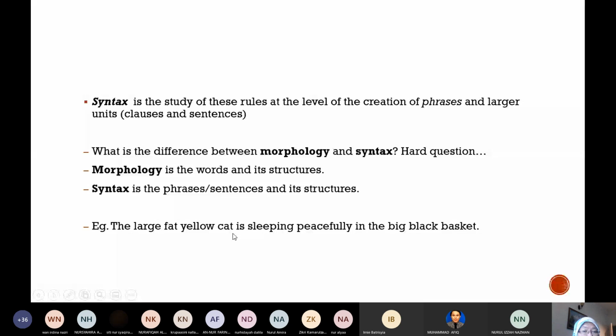Actually, when you listen to me reading the sentence, you can already hear the constituent indicated by my pause. When I pause, I stop for a moment. So I would say the large fat yellow cat, that's the pause, is sleeping peacefully in the big black basket. So three big constituents, but inside that constituent there are further constituents.